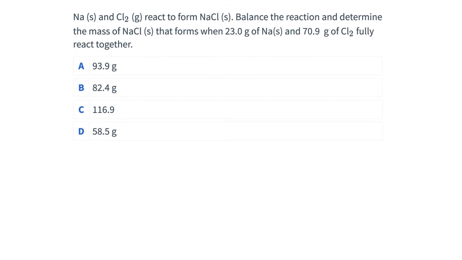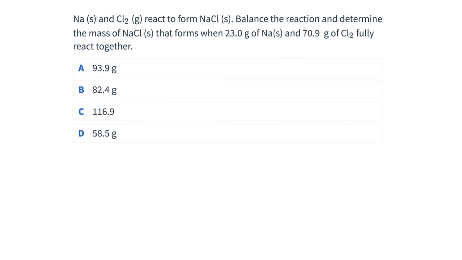And so sodium and chlorine react to form NaCl. 23 grams of sodium and 70.9 grams of Cl2 fully react together. So balance the reaction and determine the mass of sodium chloride. Now, one way I've seen students make a mistake on this problem is, well, this is a combination reaction, right? So we're just combining sodium and chlorine to make NaCl.